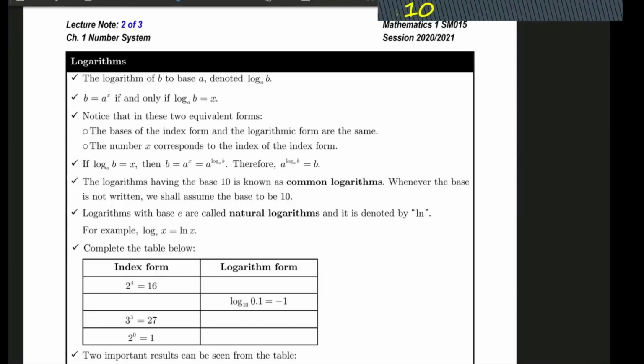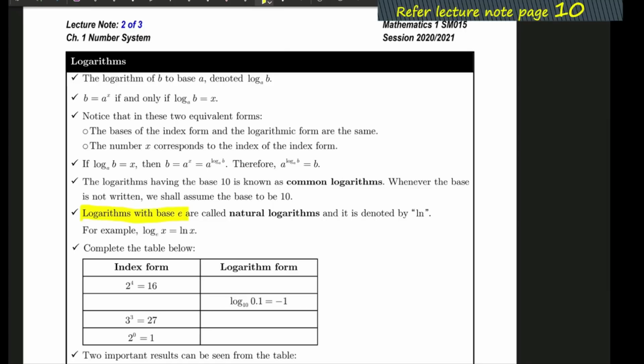Hello and Assalamualaikum. We are still under subtopic 1.3 involving surds, indices and logarithms. So for today we are going through log. The most important thing that we must know is that we have natural logarithms. I want to emphasize this.